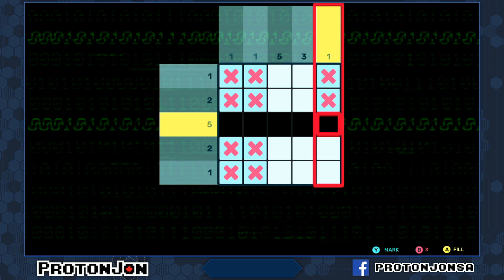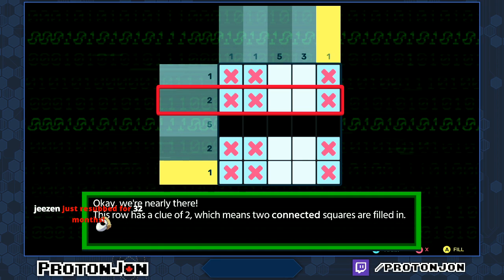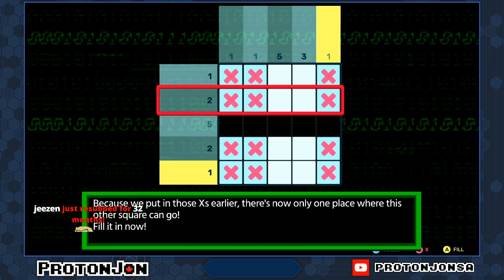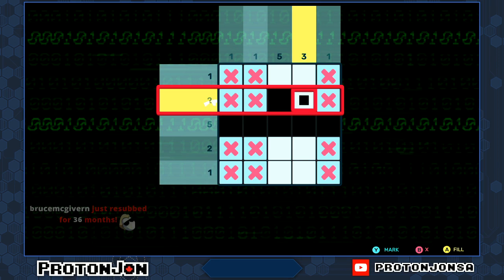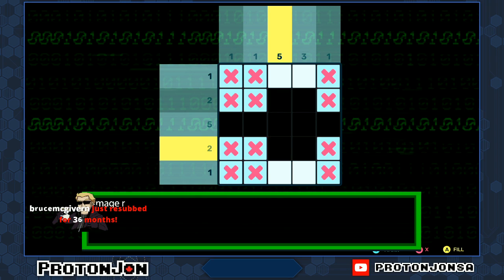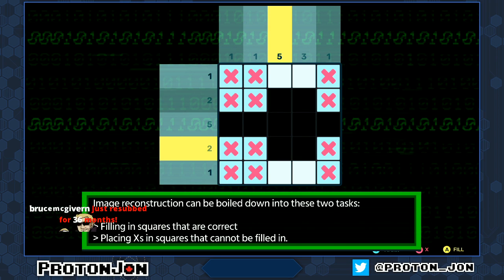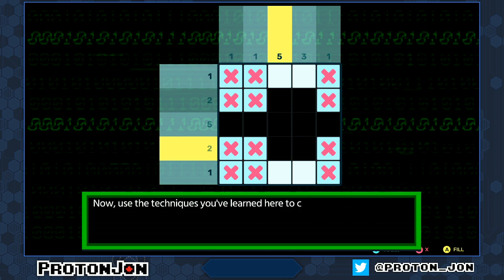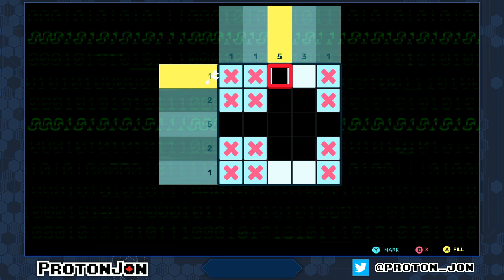And the 5th. So it looks like they've got a decent tutorial for Picross if you're not familiar with it, at least. Alright, well, because of that, we know these 2 can be filled. And these 2. Yeah, filling in squares that are correct and placing X's in squares that cannot be filled in. Now use these techniques you learn to complete this puzzle.